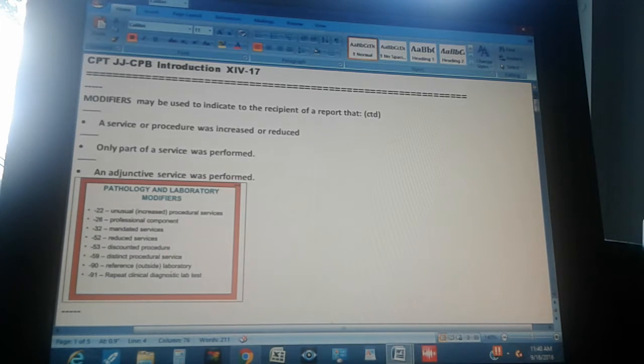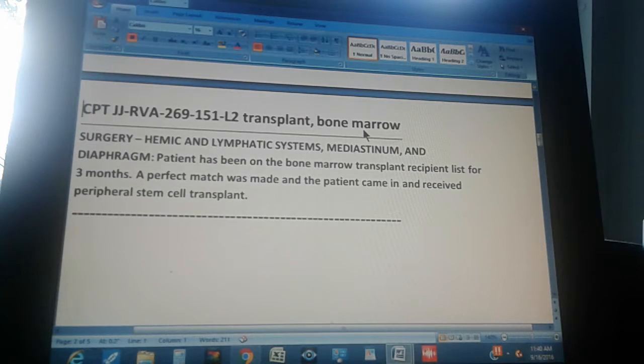Now let's do a problem. Ready, set, go. CPT JJ RVA, page 257, problem 70. Sorry, I made it wrong. It's a level 2 because it's a little difficult to understand, and the title is transplant of a bone marrow, right?